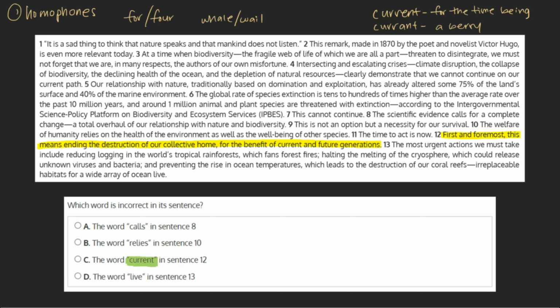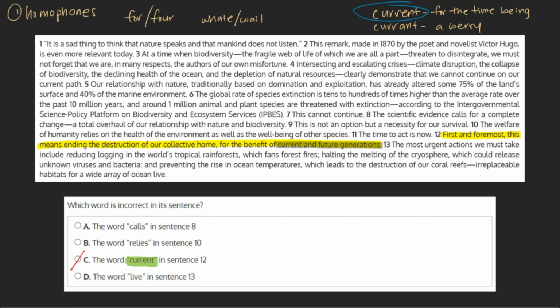First and foremost, this means ending the destruction of our collective home for the benefit of current and future generations. As this sentence brings up both current and future generations, we can see we're talking about time, and as such, C-U-R-R-E-N-T would be the logical spelling, especially as nothing here calls for discussing berries. As the spelling in the passage is correct, we can mark this choice off.